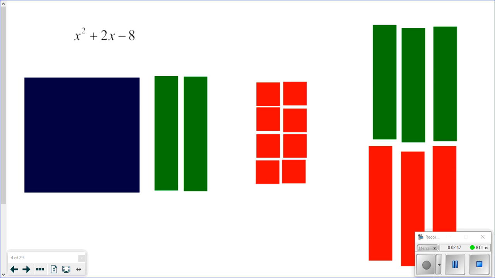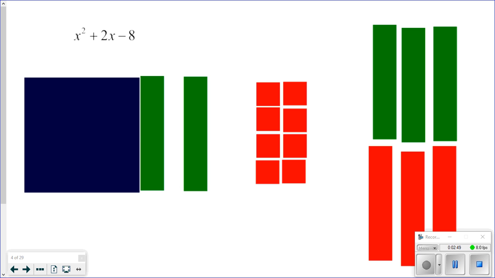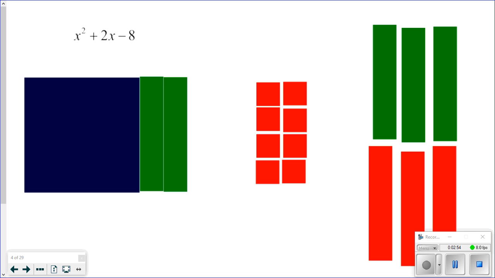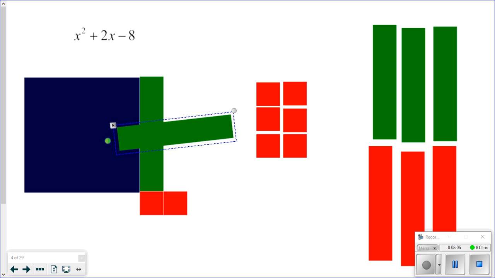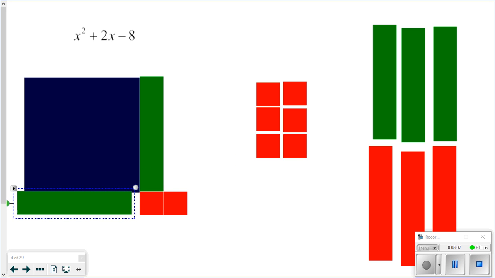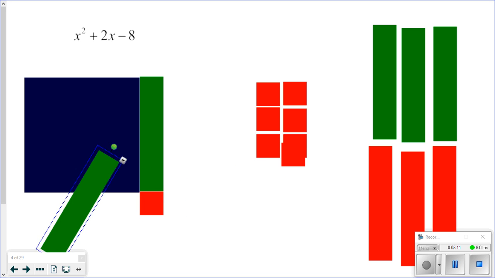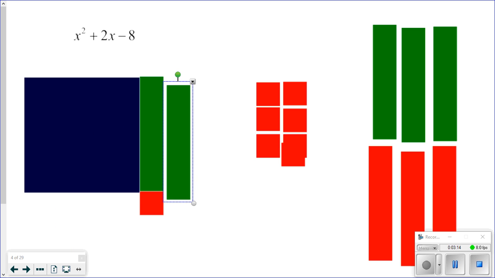So if I put these two next to each other and move down 2 of these, that doesn't work because I have 6 left over. Or if I take this and turn it down here, that still doesn't work because I have 7 red ones left over. So let me put this back, and I need to add in some more x's.